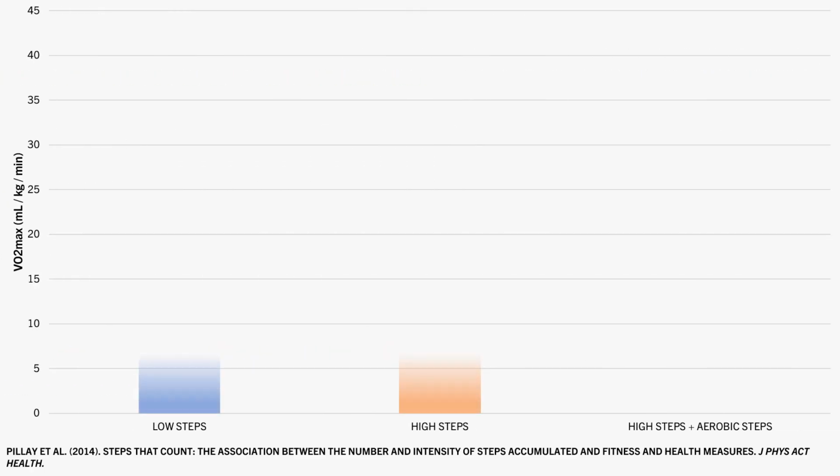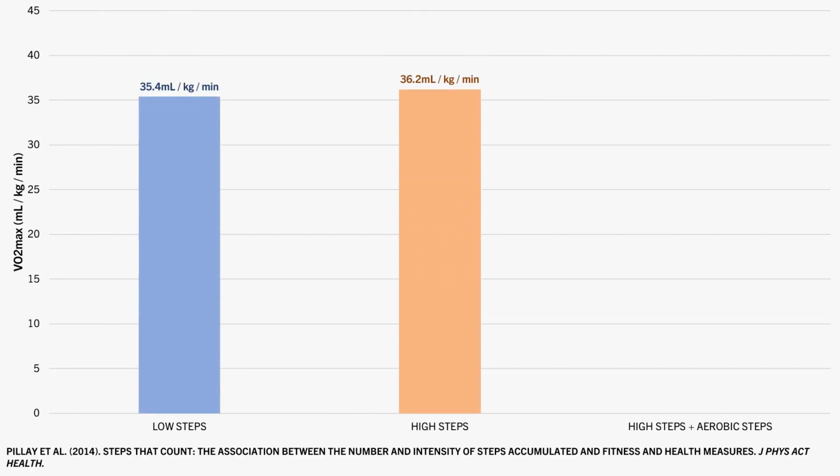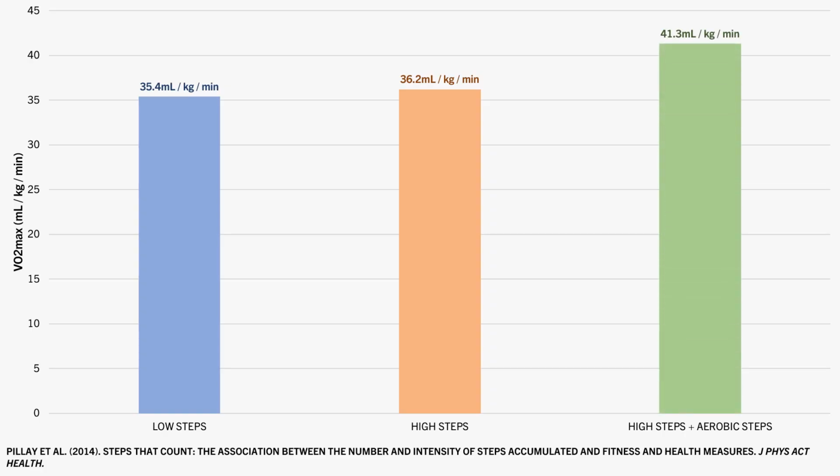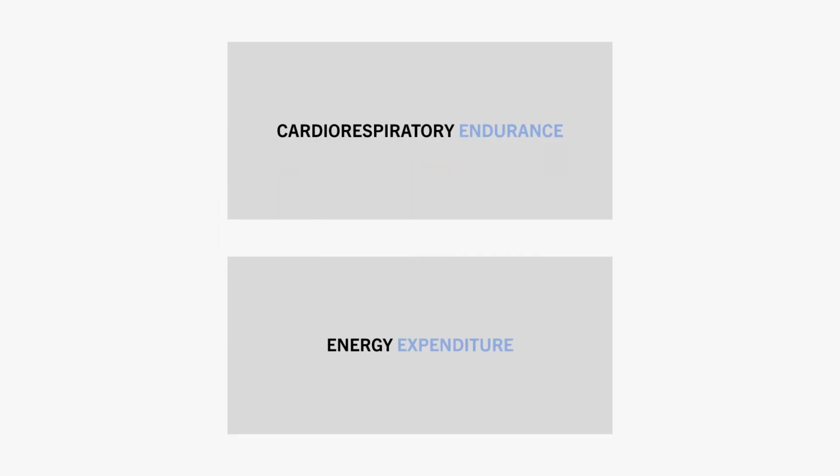It was found that both the low and high step counts groups had similar VO2 max scores, but the high steps plus aerobic steps had a greater VO2 max than the others. So while a high step count might help with cardiorespiratory fitness a little bit, it is really higher intensity exercise that will have more of a benefit. This is something we will discuss soon in the cardio section.